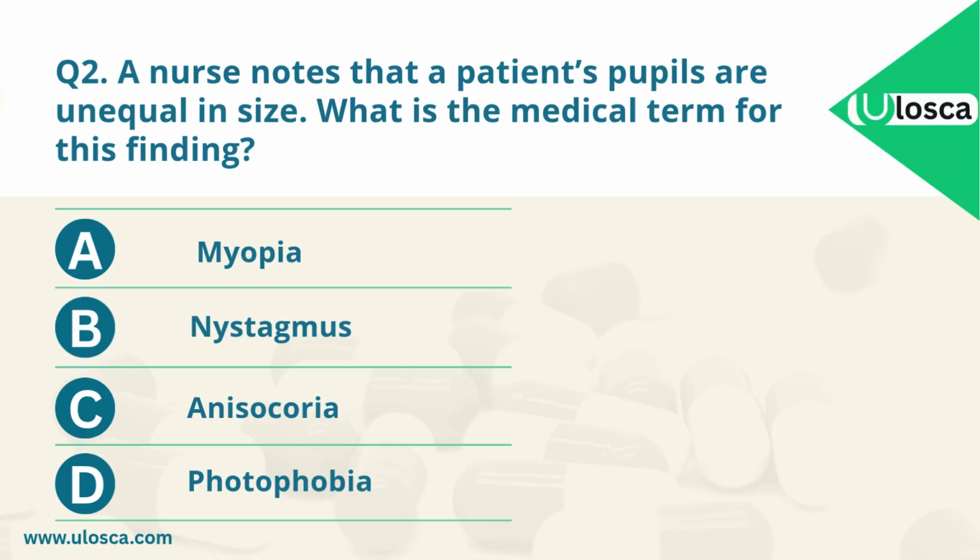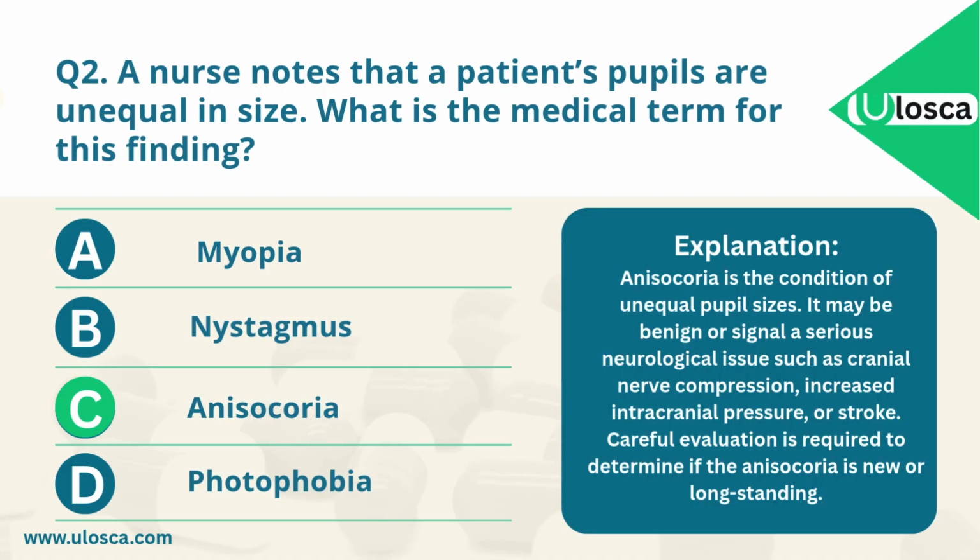The correct answer is C. Anisocoria. Explanation. Anisocoria is the condition of unequal pupil sizes. It may be benign or signal a serious neurological issue, such as cranial nerve compression, increased intracranial pressure, or stroke. Careful evaluation is required to determine if the anisocoria is new or long-standing.